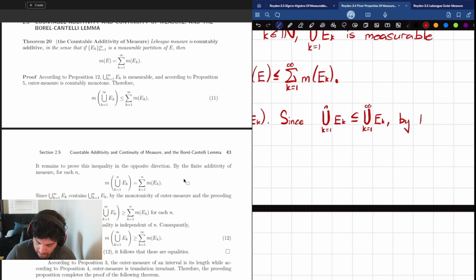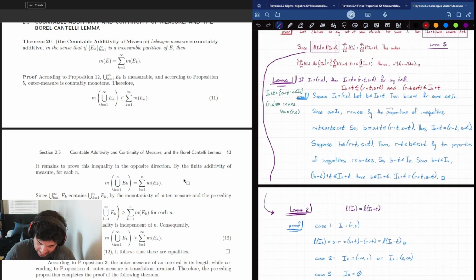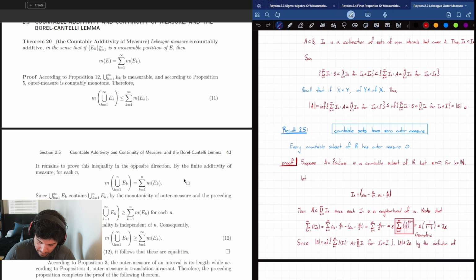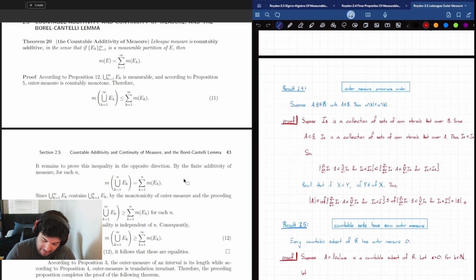This is result 2.4, I think. I use this result so many times. I think it's 2.4. Yep, 2.4. So if you're doing this so often, you start noticing what results you use so often. 2.4, I use almost all the time.